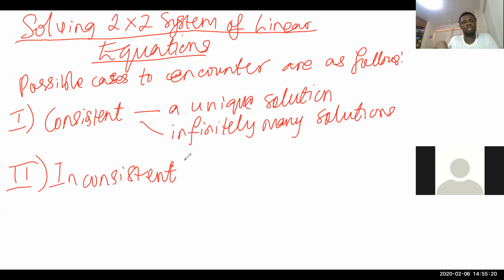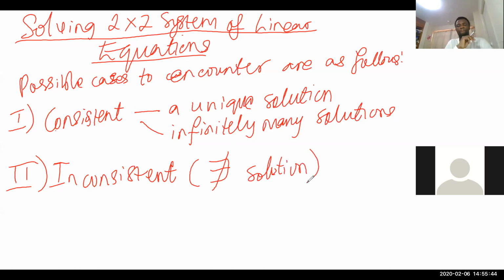So for a consistent system, which means there is a solution, there is at least one solution. The solution might be unique or it might be infinitely many. For an inconsistent set of equations, it means there is no solution. So this is when there exists no solution. So this is everything you might encounter.